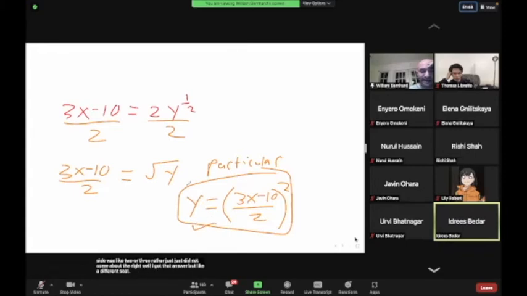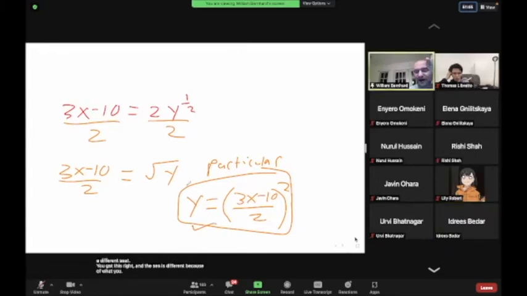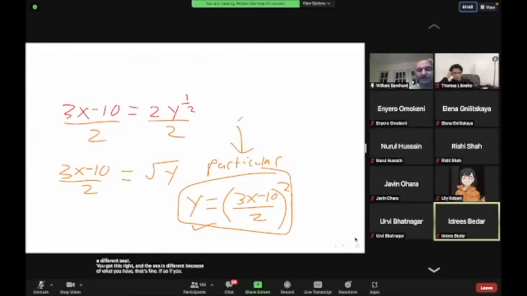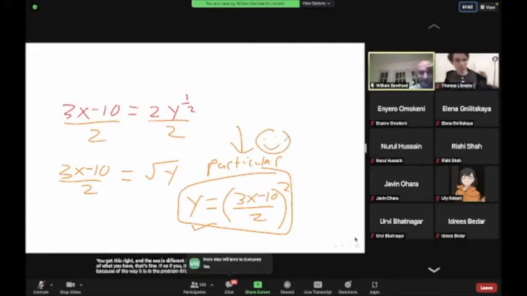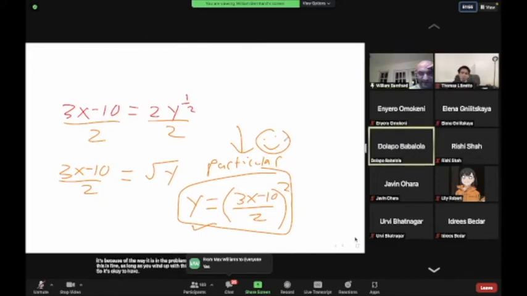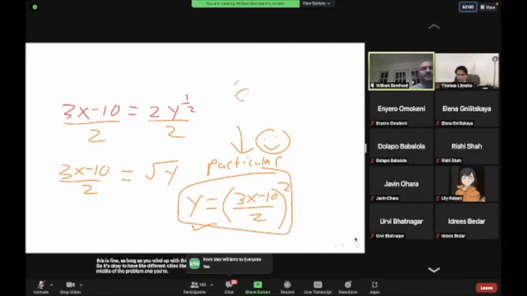If you got this right, and the c is different because of what you have, that's fine, as long as you wind up with this. So it's okay to have different c's in the middle of the problem as long as you get to the right answer. Your c is based on what you have in the integration, so it is okay as long as you wind up with the exact same particular solution at the end. Anybody else so far?